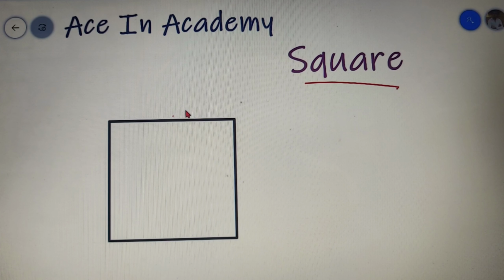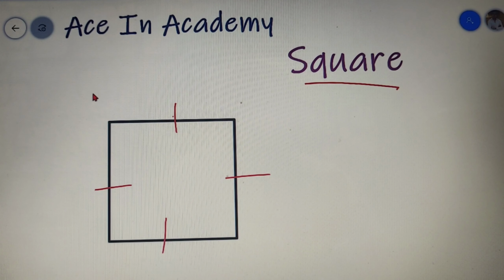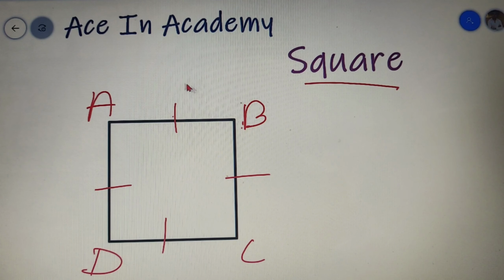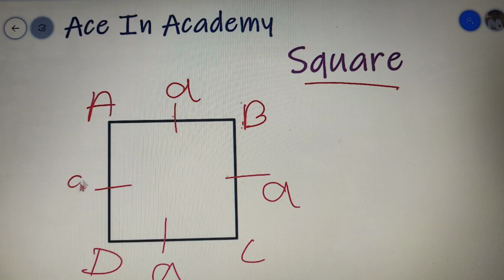The first and the most basic property of a square is that all the sides of a square are equal. If I name the vertices as A, B, C and D respectively, and if I denote the length of the side AB with variable a, then all the sides will have length as a.